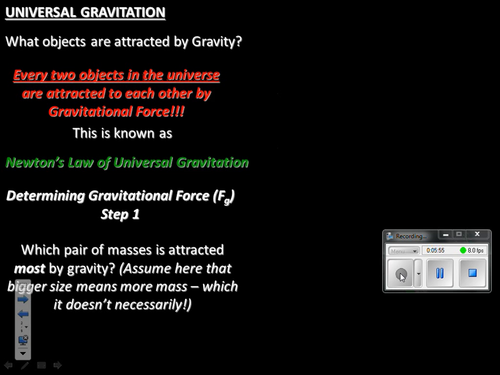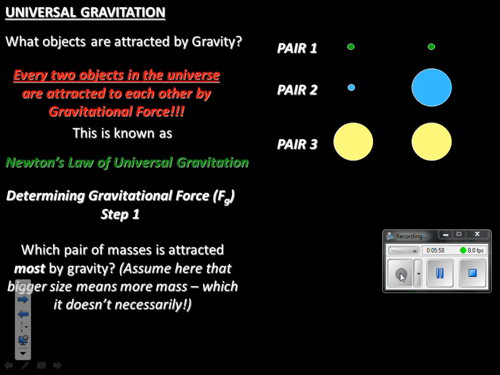But yeah, universal means everything attracts everything else. All right? Let's look at 3 pairs of masses. And let's assume that the actual size of a mass is related to its mass. That's not true, but let's just assume it is for now. And the question is, which pair feels the greatest gravitational attraction? Take a guess. Pause if you must.